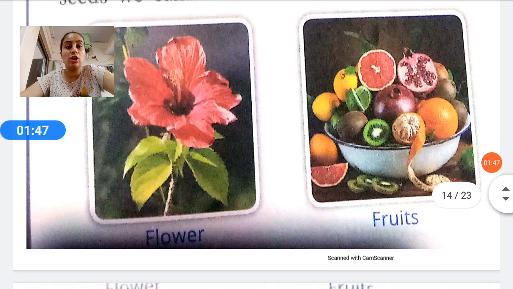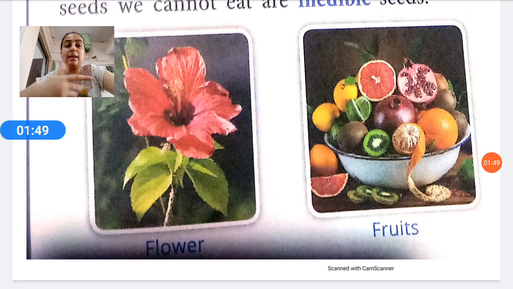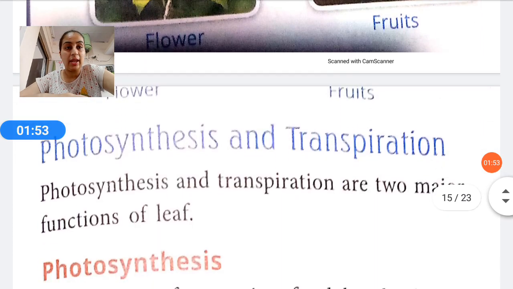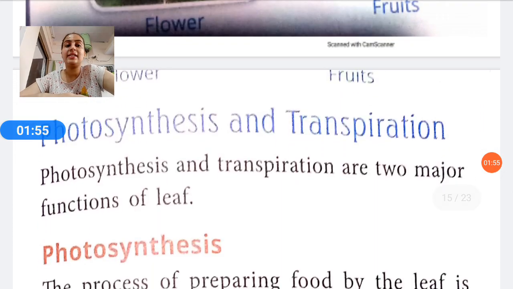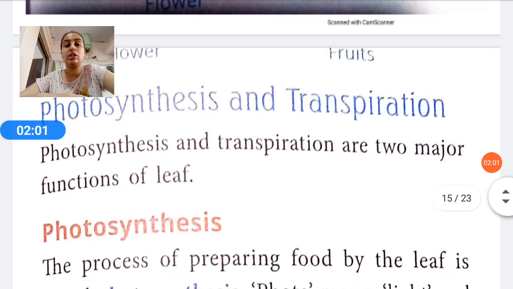You can see the picture of a flower and you can see the picture of a fruit. This is what? This is hibiscus. Okay. Now we come to photosynthesis and transpiration. Photosynthesis and transpiration are two major functions of a leaf.